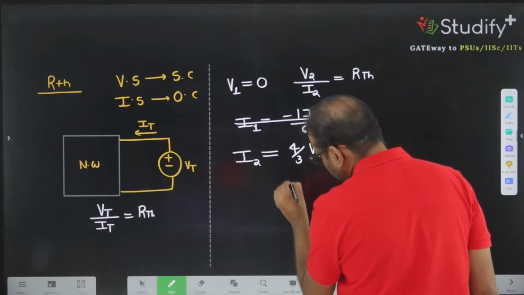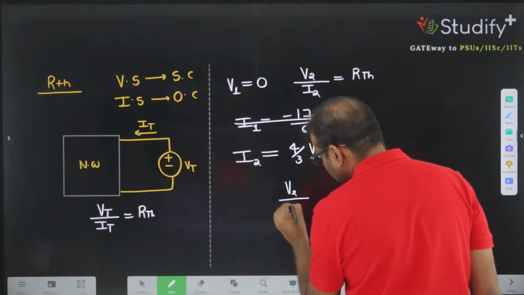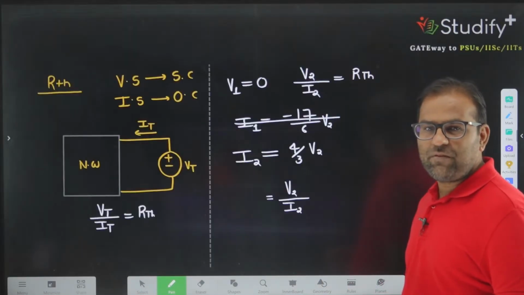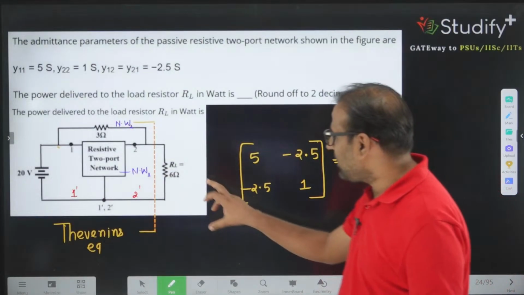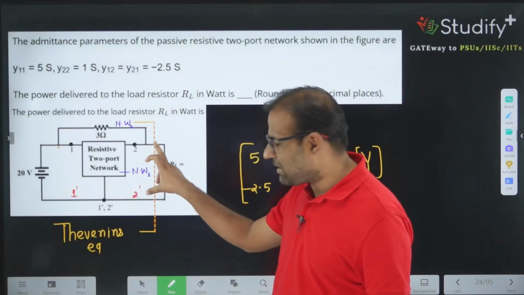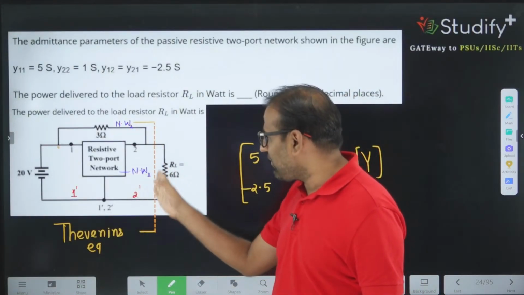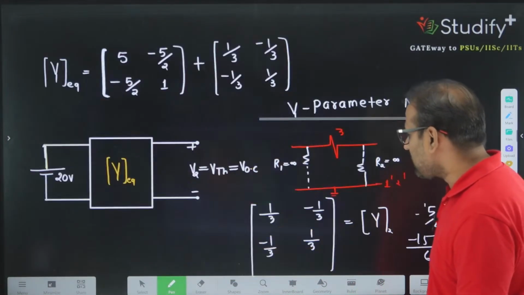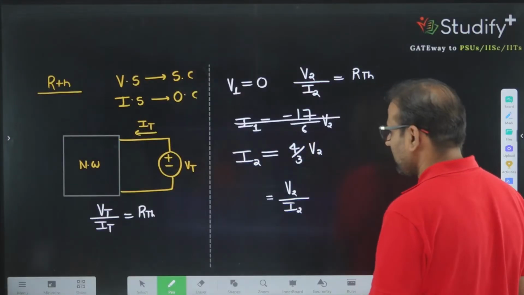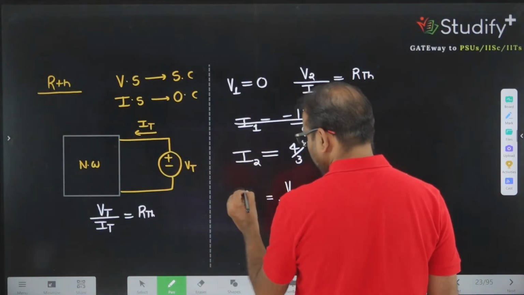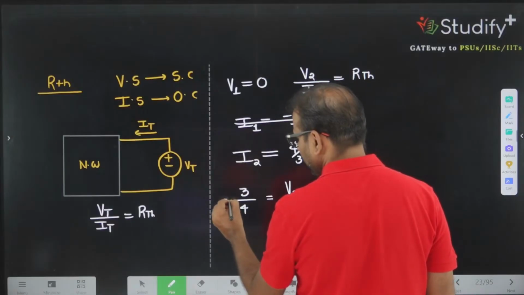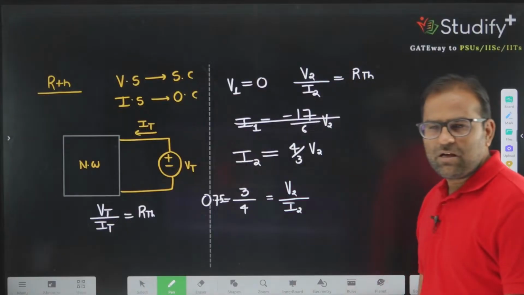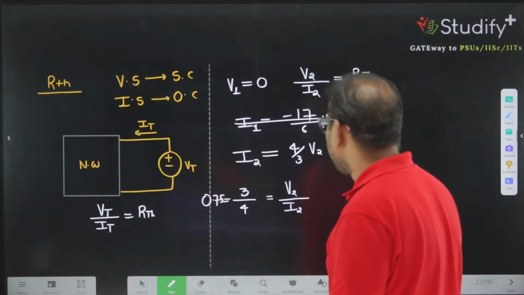The V2 divided by I2 ratio. Let's say I am considering V1 and V2 as a source. If we are considering V1 and V2 as a source voltage and test current, then the V2 by I2 ratio is known as Thevenin's resistance. So what is Thevenin's resistance? Thevenin's resistance for this circuit is 3 by 4, which is 0.75. Correct?